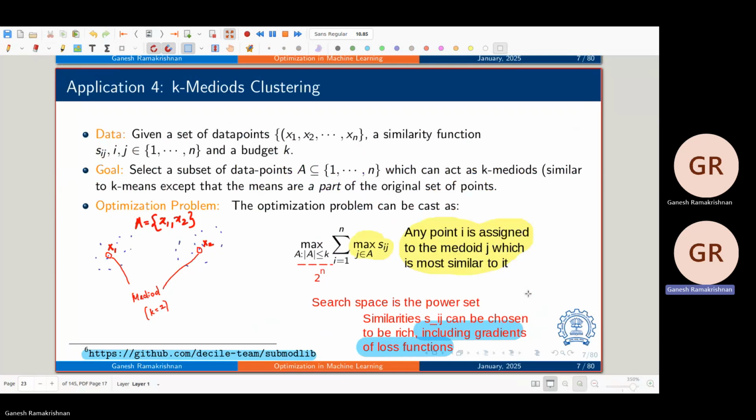Of course, the similarities themselves can be chosen to be rich. I'm not saying the similarities should be just based on some original raw feature representation. You could in fact use a model based similarity. You could use gradient similarity, right? If you're using this as part of some larger machine learning objective, you can say the Sijs are based on distances of gradients.